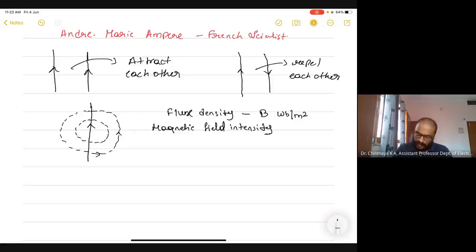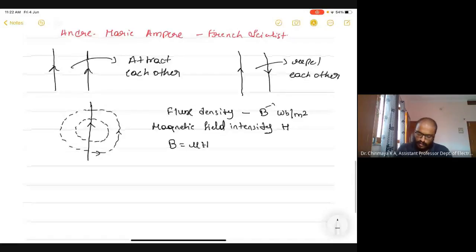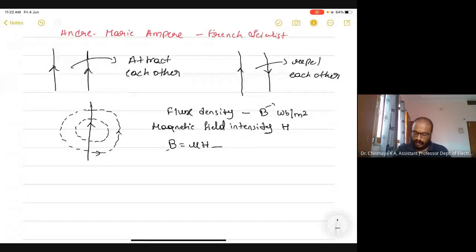Magnetic flux density will be dependent on the medium, and magnetic field intensity, denoted as H, is independent of the medium. Therefore, the magnetic flux density B can be correlated with the magnetic field intensity H in terms of mu: B is equal to mu H, where B is the magnetic flux density and H is the magnetic field intensity. The mu is the permeability of the medium.